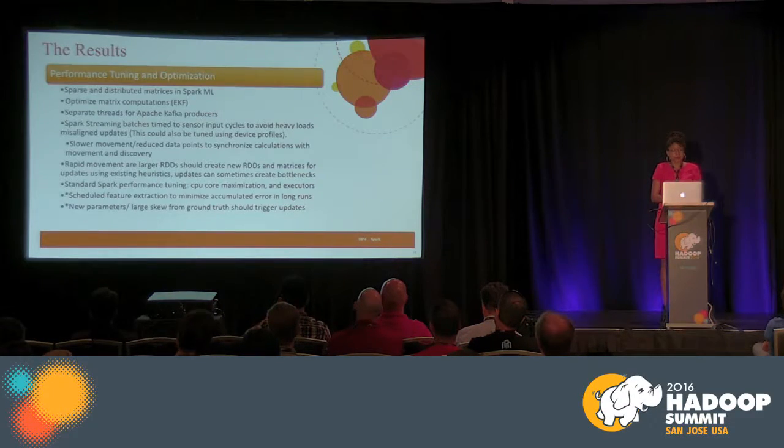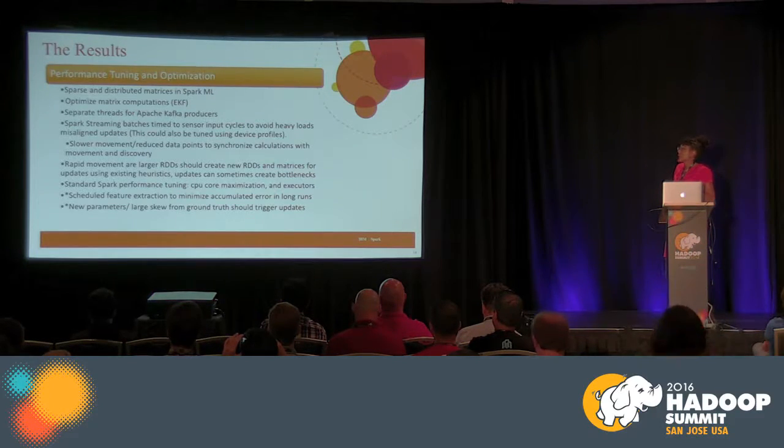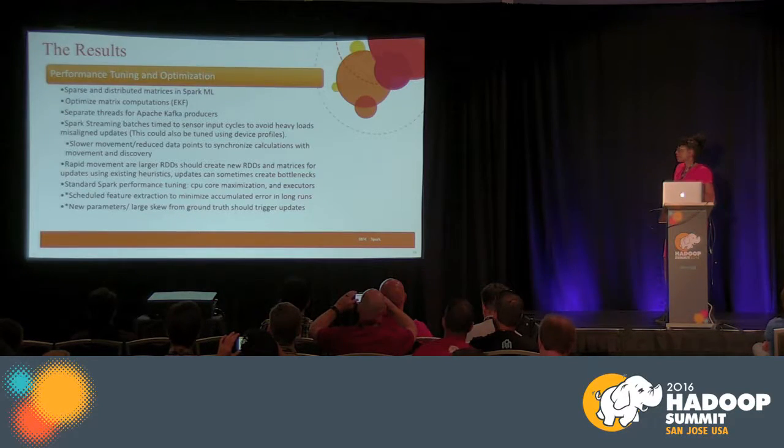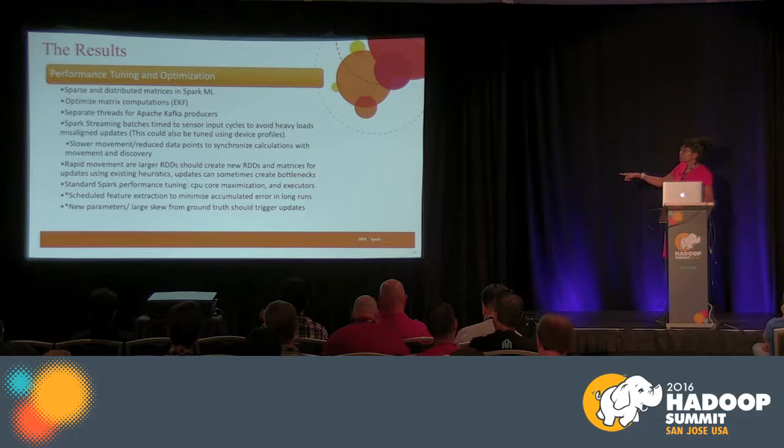Okay, these are some of the points that you want to take into mind if you're doing this yourself. So you want to use sparse and distributed matrices and SparkML, and that's something that we're going to implement for the libraries. Separate threads for the Kafka producers. I guess one of the key points is I'd like to have a full library for this, but also scheduled feature extraction to minimize accumulated error in the long runs.